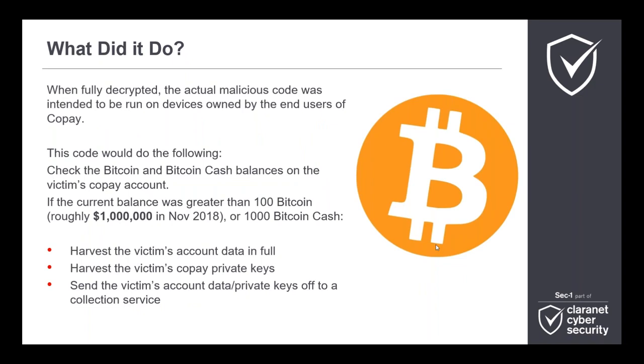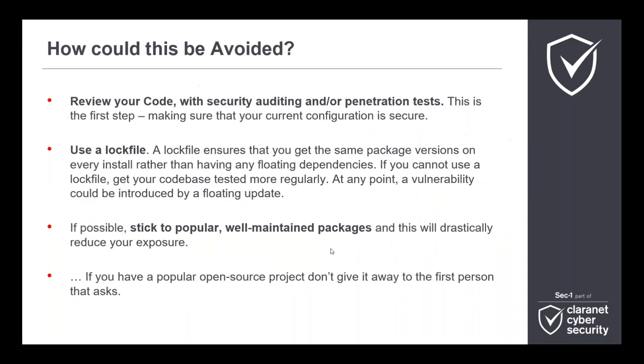Well, when fully decrypted, the actual malicious code was intended to be run on devices by the end users of copay, and it would do the following: check the Bitcoin and Bitcoin cash balances. If the balance is over 100 Bitcoin, which is, as I mentioned, $1,000,000 in November 2018 money, or 1,000 Bitcoin cash, which I'm not sure about, it would harvest the victim's account data in full, harvest their copay private keys, essentially stealing all of the cryptocurrency, and then send the victim's account data and private keys off to a collection service on an IP address that I'm not putting on here.